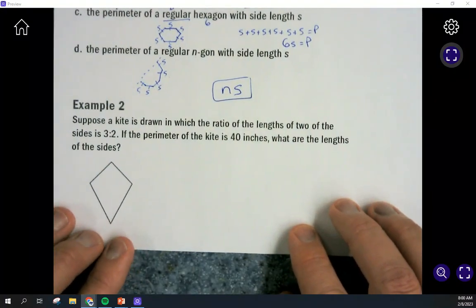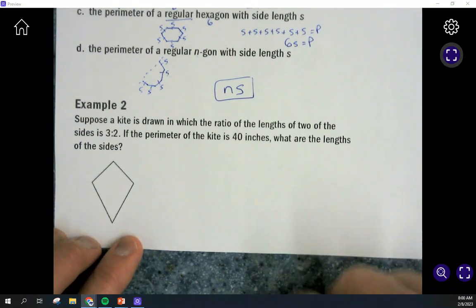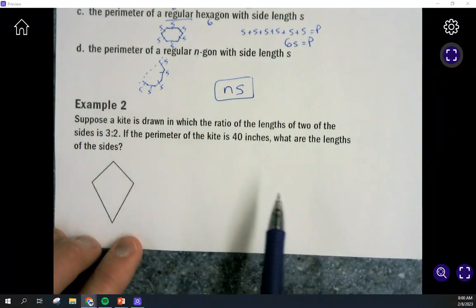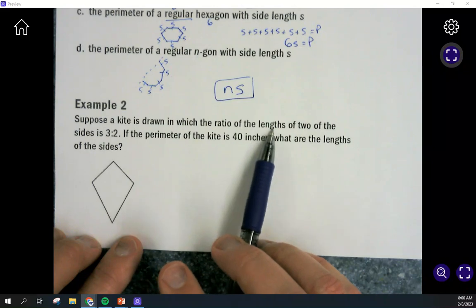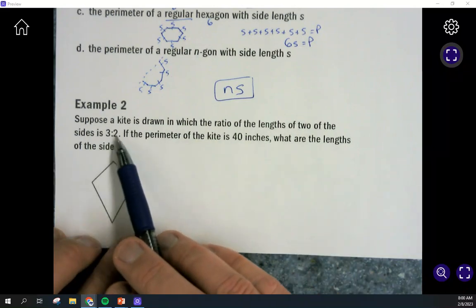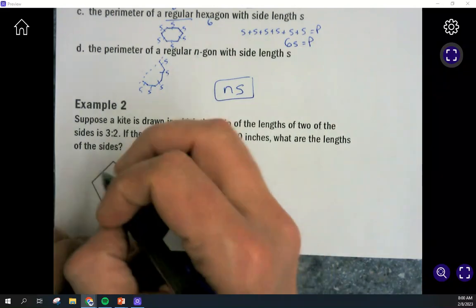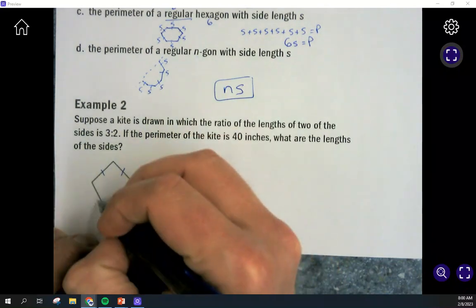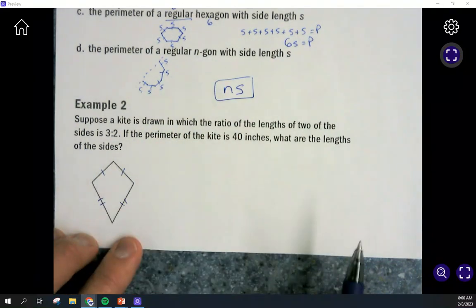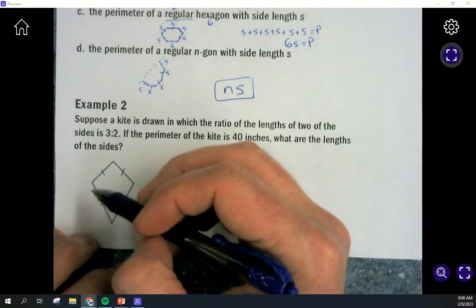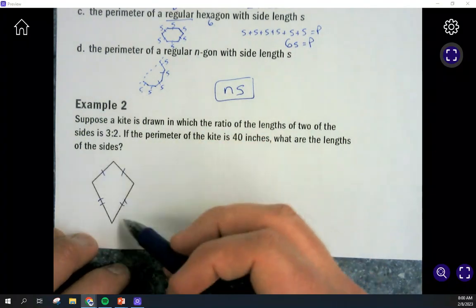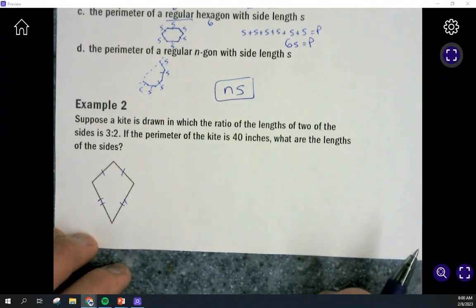Okay, example number 2. Suppose a kite is drawn. I've got the kite here for you. And the ratio of the lengths of the two sides is 3:2. So first of all, in a kite, we know that these two sides are equal and these two sides are equal. That's what makes it a kite. You've got two pairs of consecutive sides that are equal to each other.